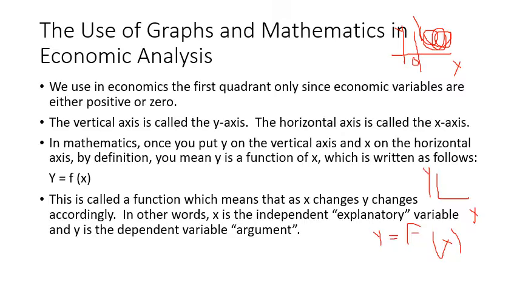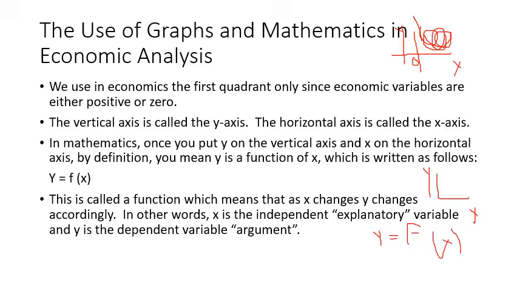Why do we do that? Because in economics, the variables in the science of economics are either positive or zero. We do not have negative variables in economics. What is an example of an economic variable? What is a variable? A variable is something that takes different values.